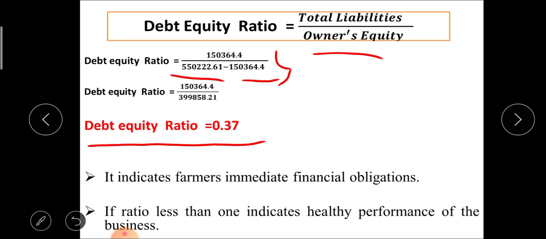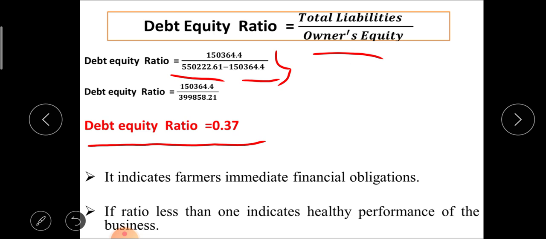This debt equity ratio indicates the farmer's financial obligation. That means if this debt equity ratio is less than 1, then it indicates healthy performance of the business. This debt equity ratio being always less than 1 is favorable for the business.